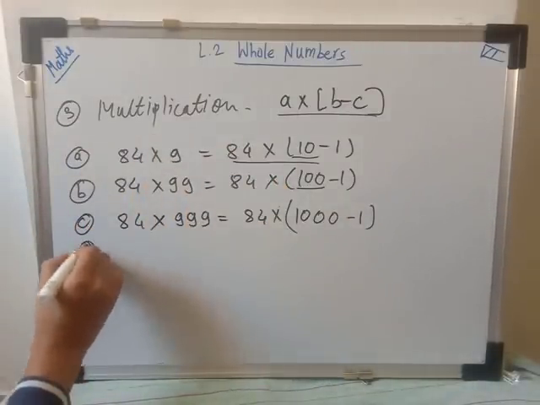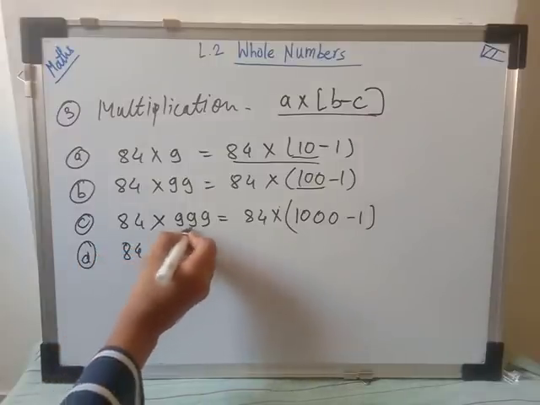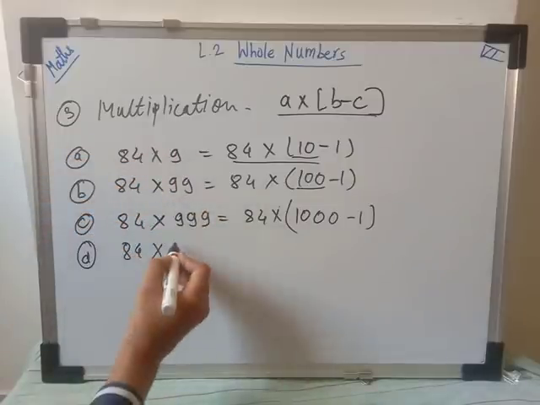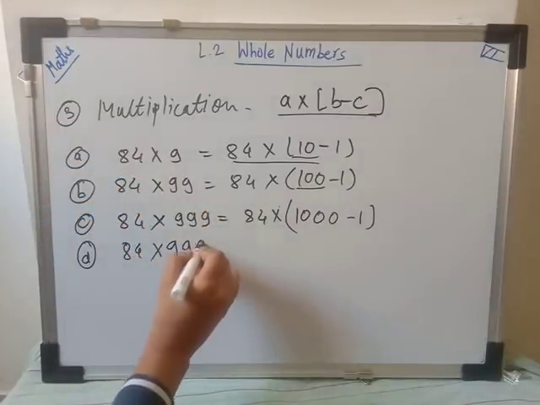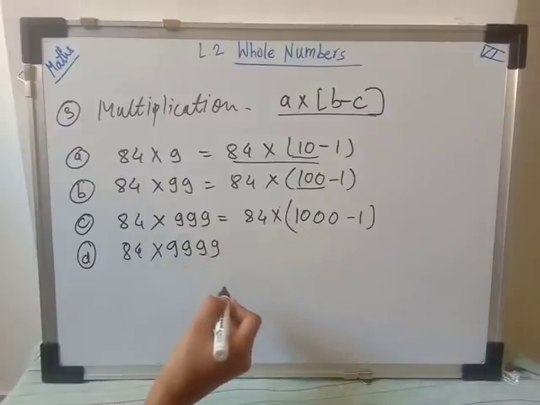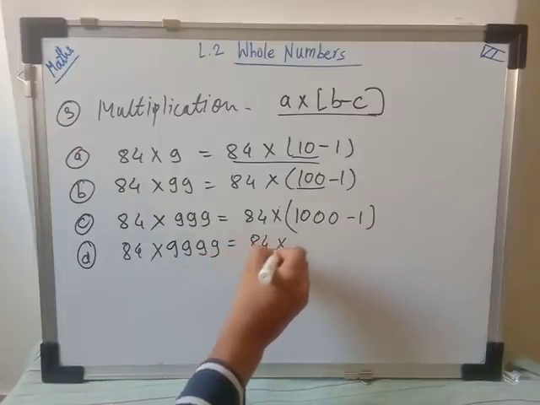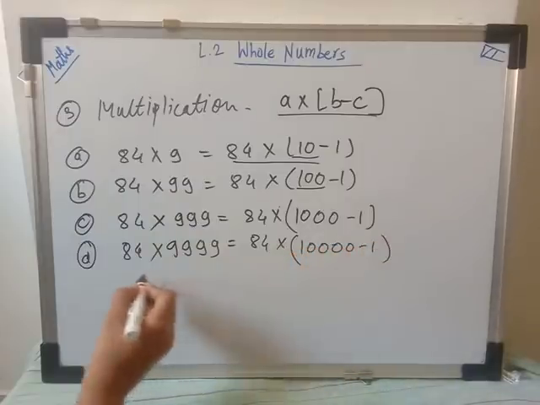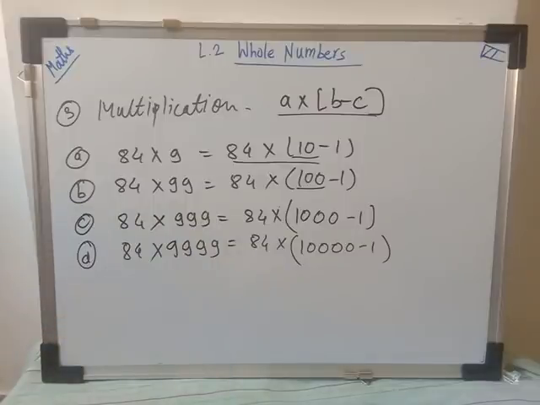Again, 84 multiplied by, see the difference, here we have to take the largest 4-digit number, that is 9999. Again 84 multiplied by, here we have to take 10,000 minus 1, and you will get the answer. So in this way you can make different patterns of numbers for different operations, for addition, subtraction, multiplication, as well as for division also. So here we have seen. Now let's see another example.